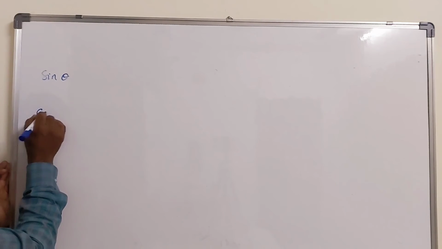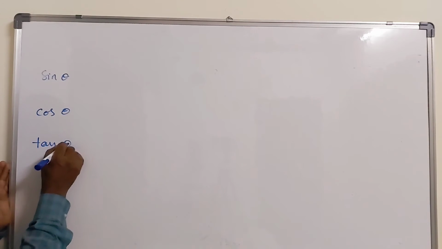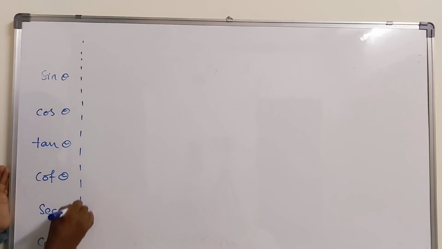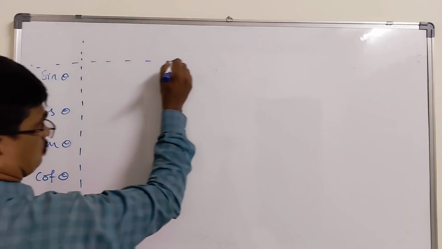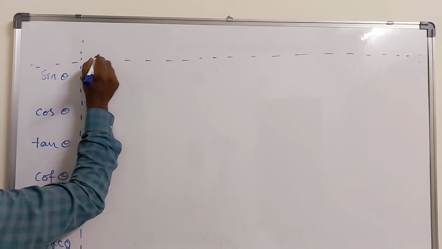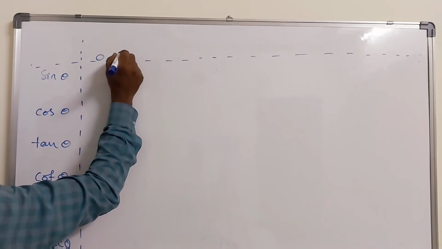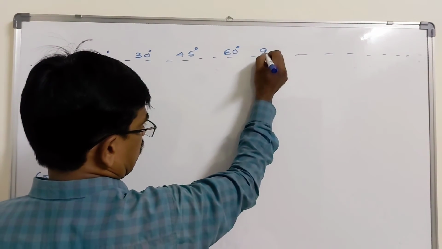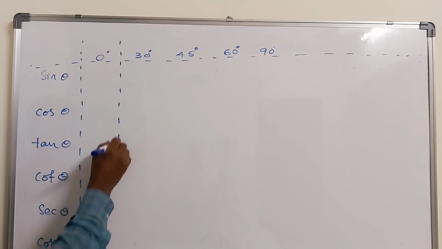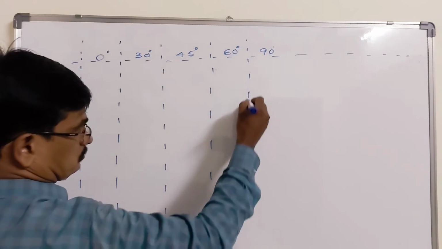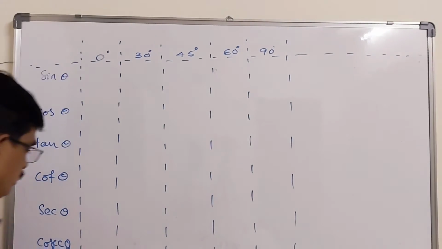Sin theta, cos theta, tan theta, cot theta, secant theta, cosecant theta, where theta is equal to 0 degrees, 30 degrees, 45 degrees, 60 degrees, 90 degrees. Okay.